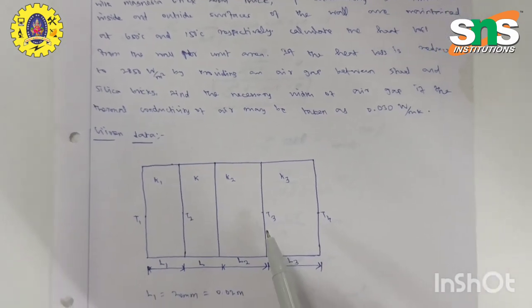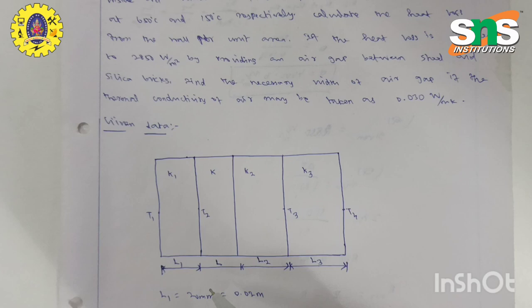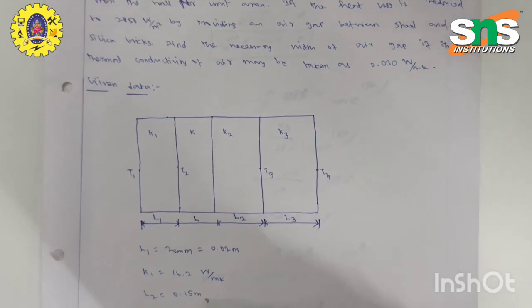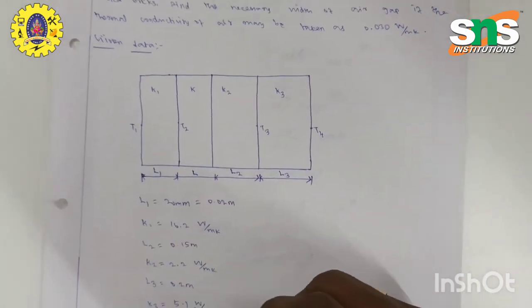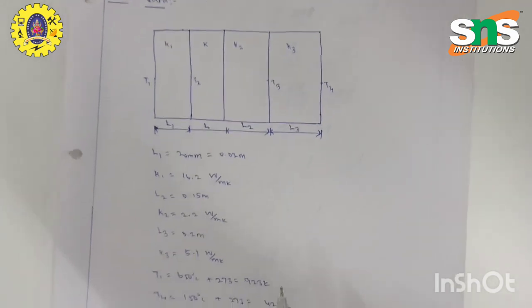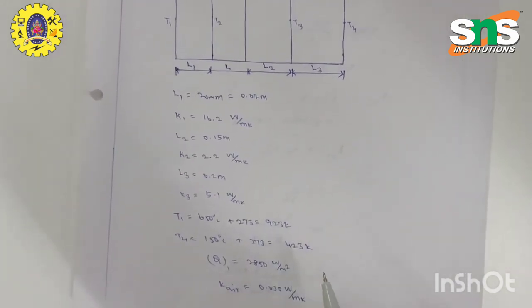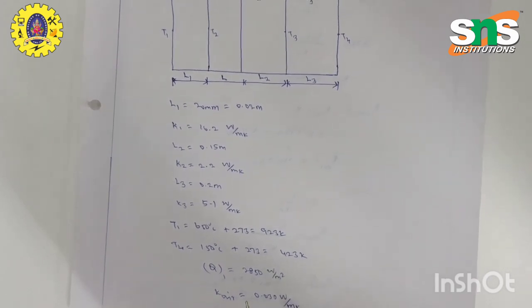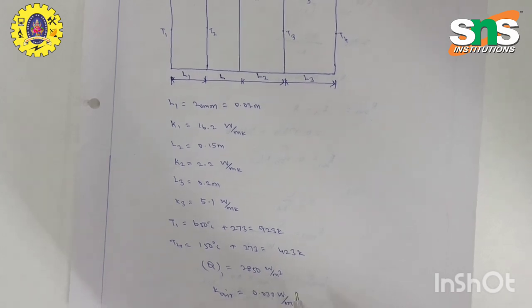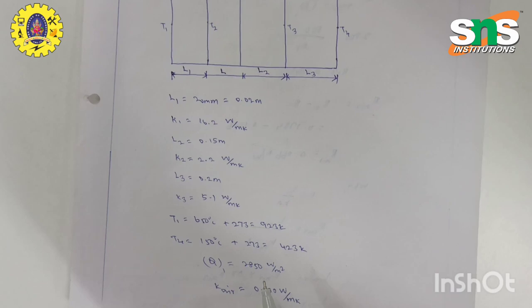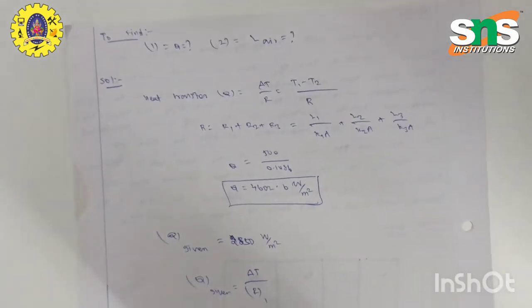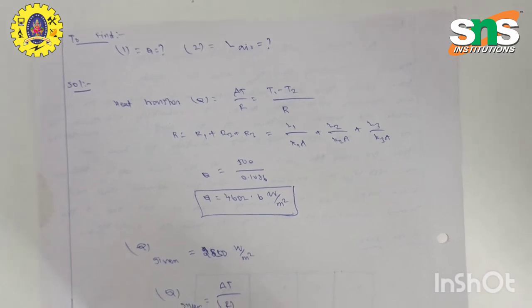parts of this composite furnace wall, and the given properties are length 1 and thermal conductivity of part 1, length and thermal conductivity of part 2, length and thermal conductivity of part 3, and the inside and outside temperatures represented as T1 and T4, given in degrees Celsius, so we convert them into Kelvin. The given heat transfer rate is 2850 watt per meter squared, and the thermal conductivity of the air gap is 0.03 watt per meter Kelvin. So we need to find the heat transfer rate and the length of the air gap.